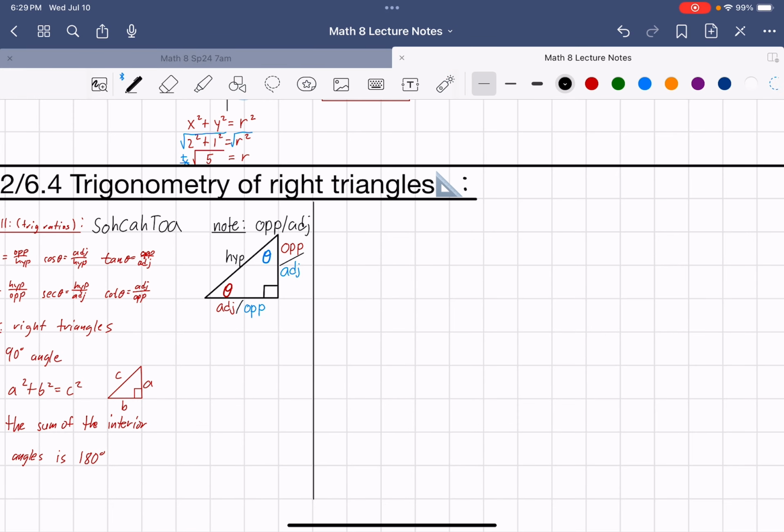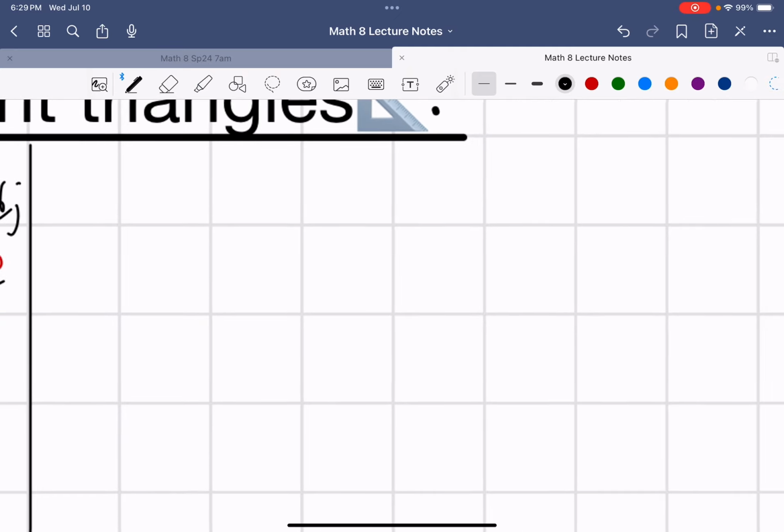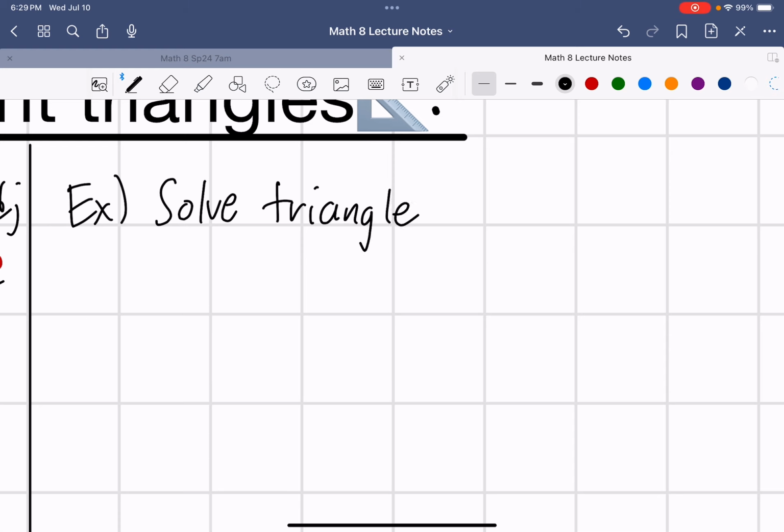But let's just jump right into an example here. I'll do a couple and then I'll give you guys an assignment. And I'll try to specify which part is 6.2 and which part's going to be 6.4. So this first example, I'm just going to draw it normal.